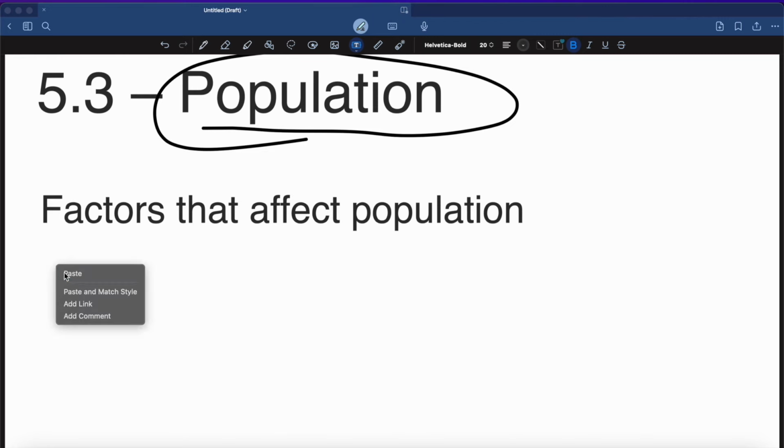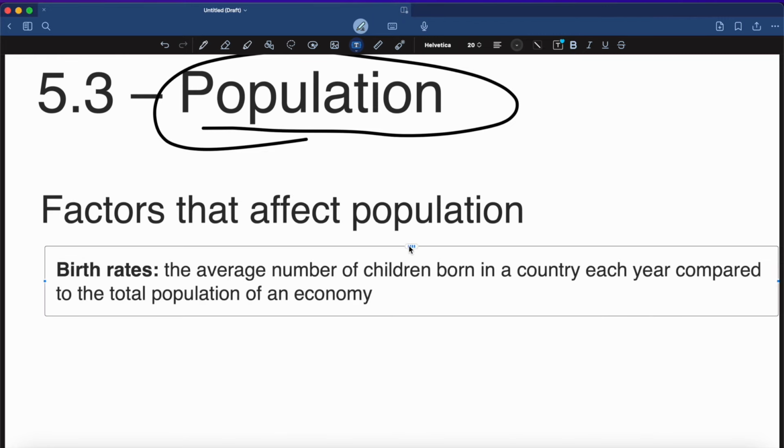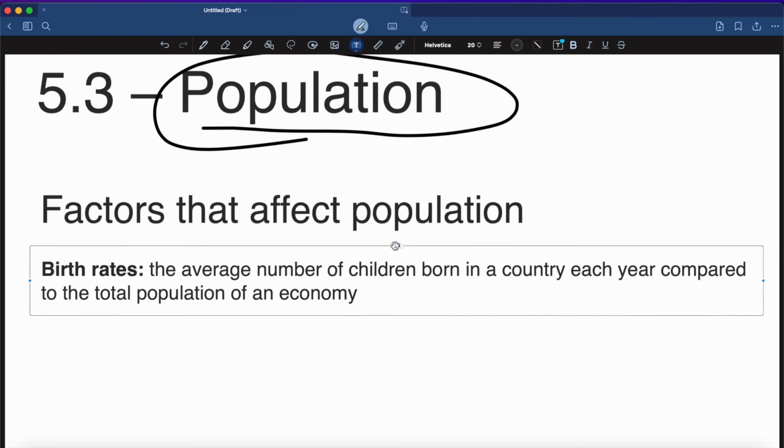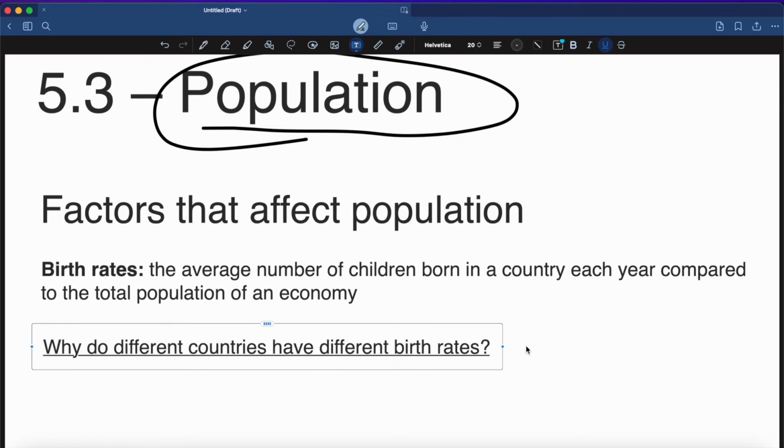Before I go to the factors that affect population, you need to know this definition because we use it. Under factors that affect population, we need to learn why different countries have different birth rates. Why are some countries' birth rates higher than others? Meaning, why do some countries have a higher average number of children born than other countries? We'll start off with the first one, which is living standards.